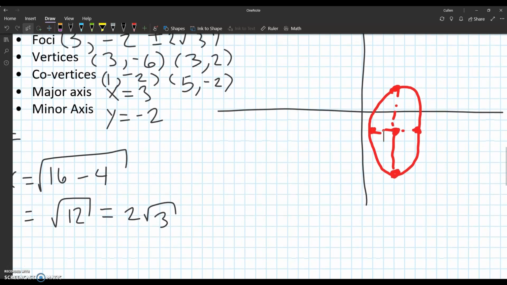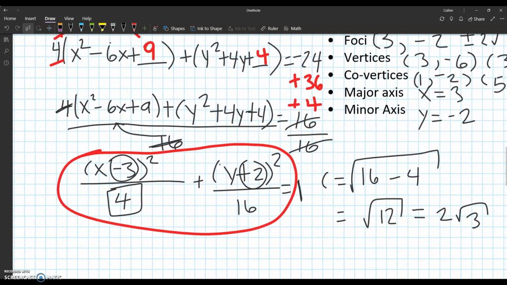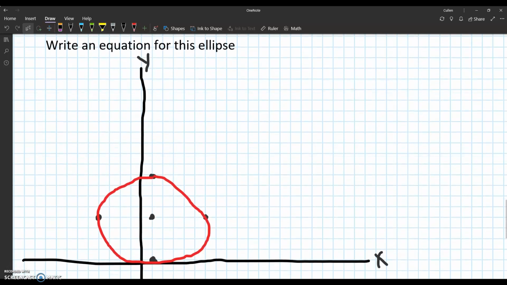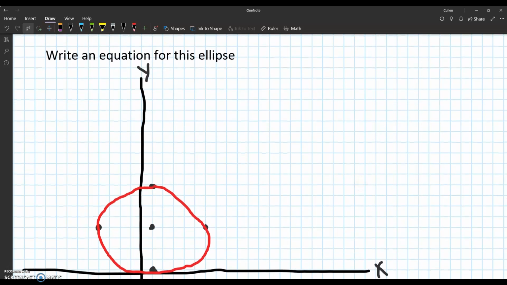So let's go down. The last thing that I want to talk about is thankfully not another equation where we have to complete the square. That would be awful. But what I do want to talk about is how you can find the equation if you're given the graph of an ellipse. First of all, write it in standard form, so you're going to set it equal to 1.